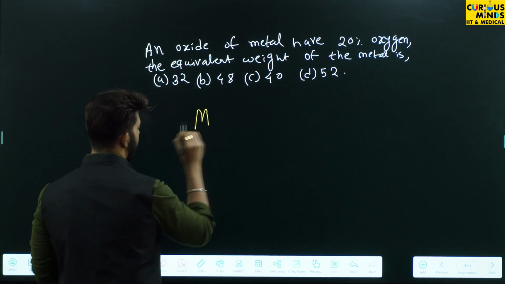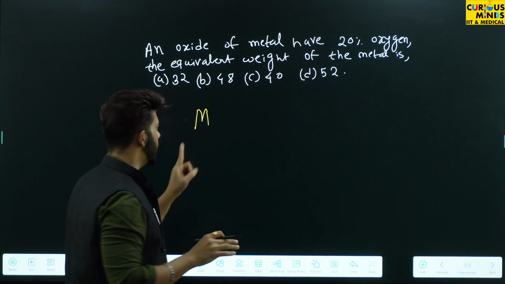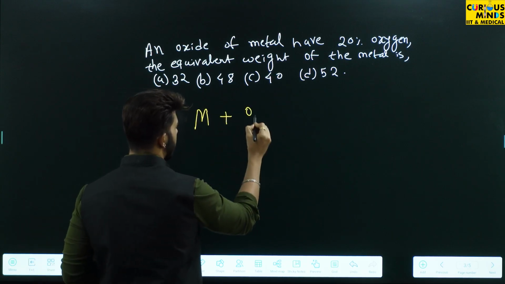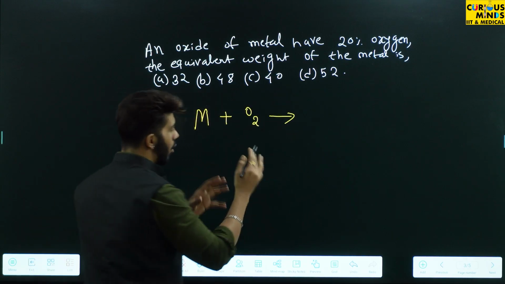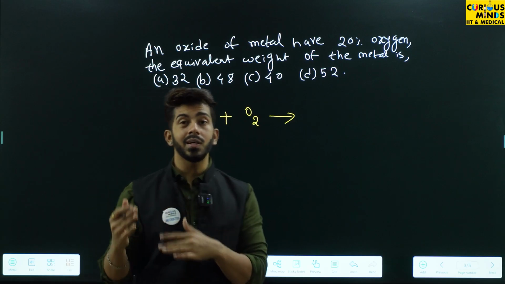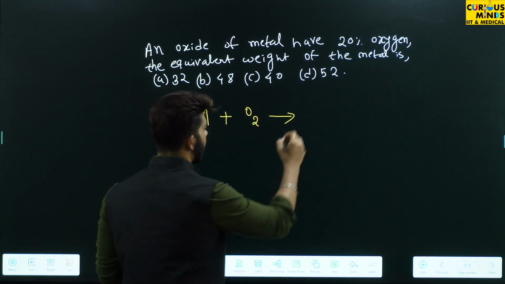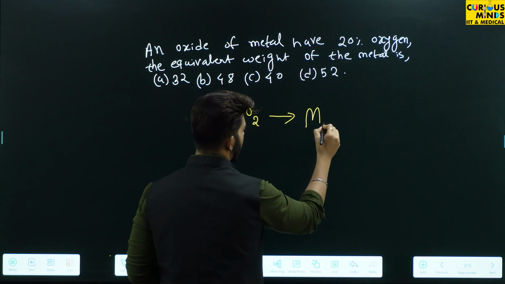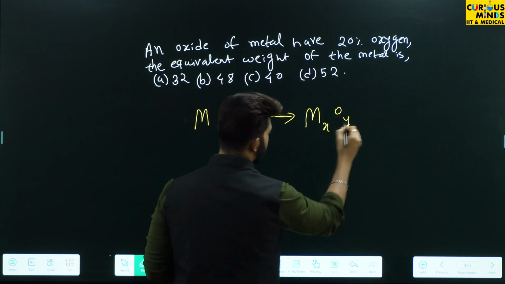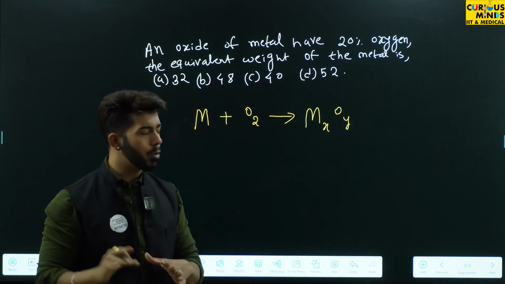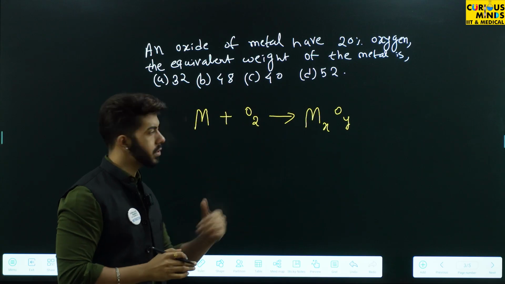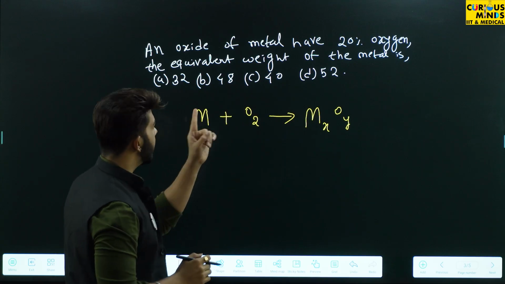Suppose we have a metal M, any random metal M, and if we react this metal with oxygen, it will form an oxide. Now we know different types of oxides are there. I don't know which one it is, so for that I can just write the general formula MxOy. So this is the general formula of any random oxide, right? You got this.